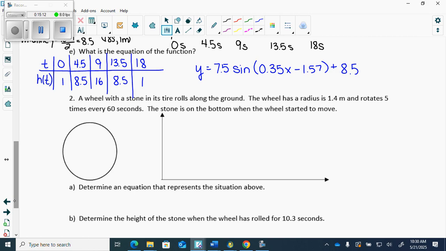Okay, friends, what's this one? One for you to try. Go. So this one says, a wheel with a stone in its tire rolls along the ground. The wheel has a radius of 1.4. So this is the ground level. The wheel is on it this time, right? And it has a radius of 1.4.